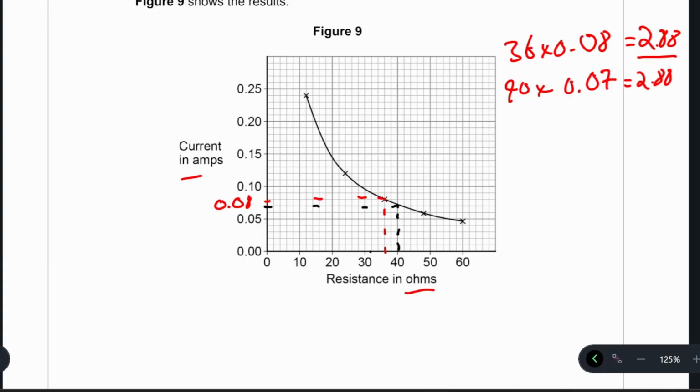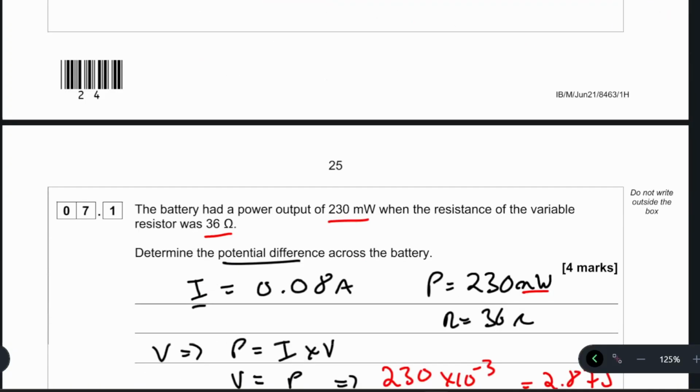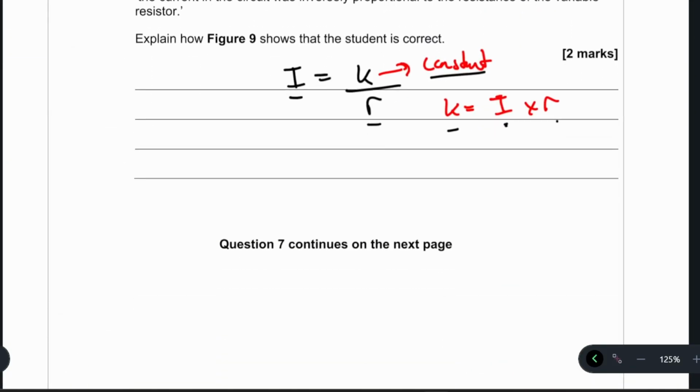It is constant, and for good measure, we can just pick one more number to do. So let's do again one that's quite easy to read. Let's do 20. So you come up to 20, come across just there, and this gives us a value of 0.14. So we're going to do 20 multiplied by 0.14, and again you should get the answer of 2.88. Now we can see the K that we theorized is indeed constant, and therefore it is indeed inversely proportional. So that's what you'd show.